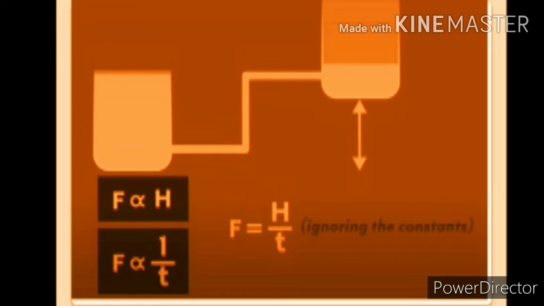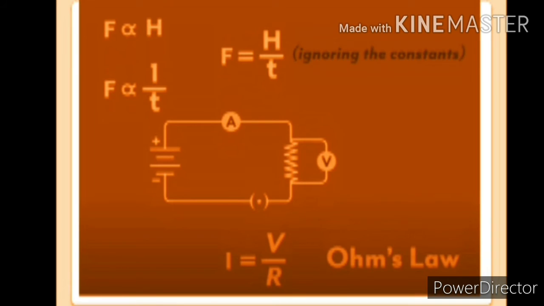Earlier we saw F directly proportional to H. If the height increases, the flow also increases. As the thickness of the pipe is reduced, the flow decreases. That is inversely proportional. Have you understood? So F equals H by T. H is the height, and T is the thickness of the pipe, that is, the thinness. So how can we implement it?